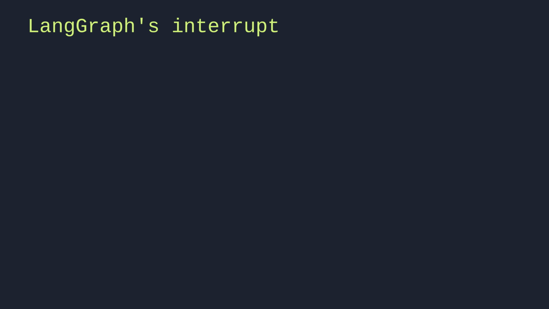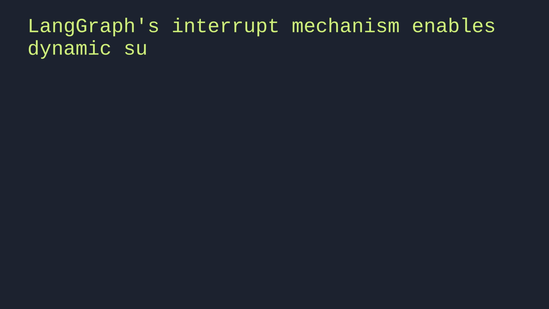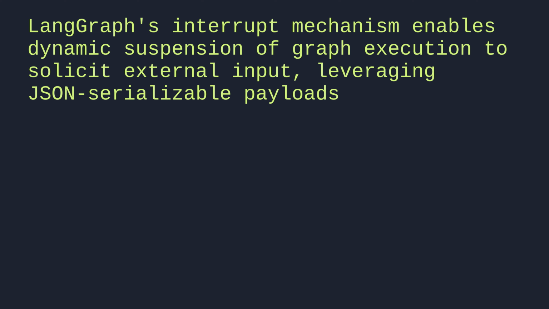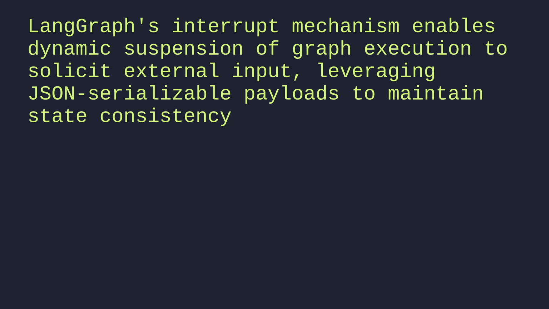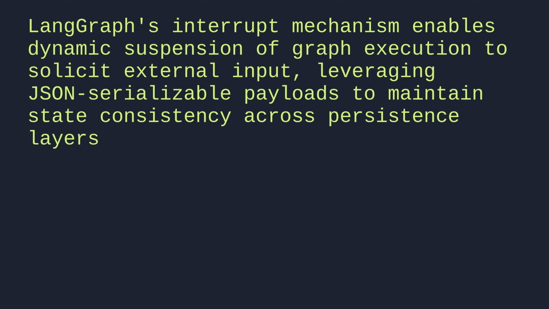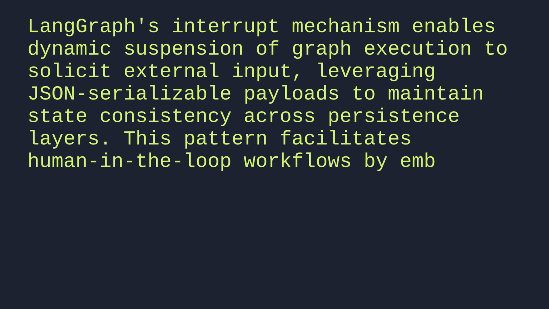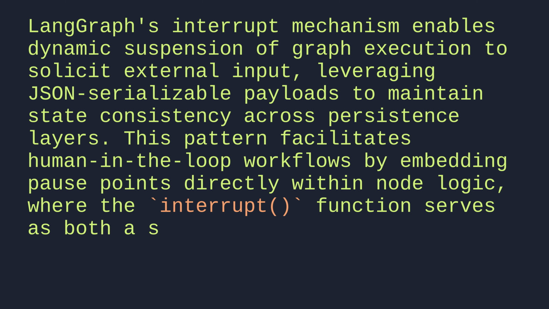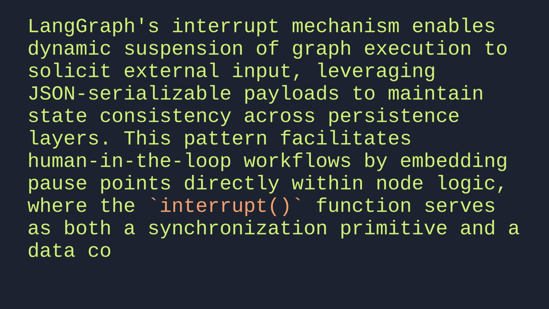LangGraph's interrupt mechanism enables dynamic suspension of graph execution to solicit external input, leveraging JSON-serializable payloads to maintain state consistency across persistence layers. This pattern facilitates human-in-the-loop workflows by embedding pause points directly within node logic, where the interrupt function serves as both a synchronization primitive and a data conduit.